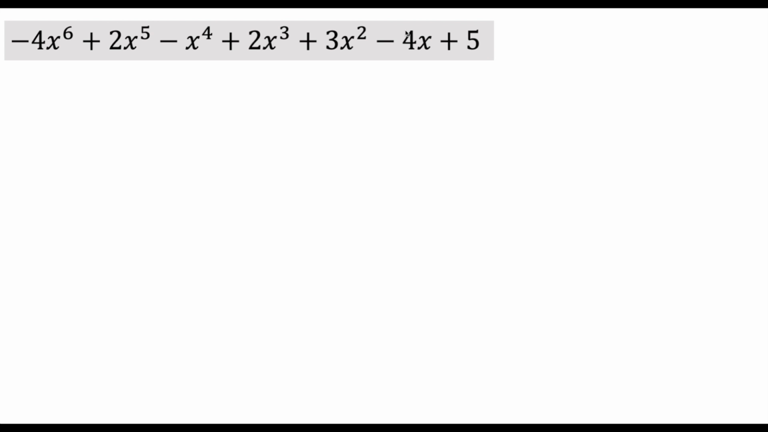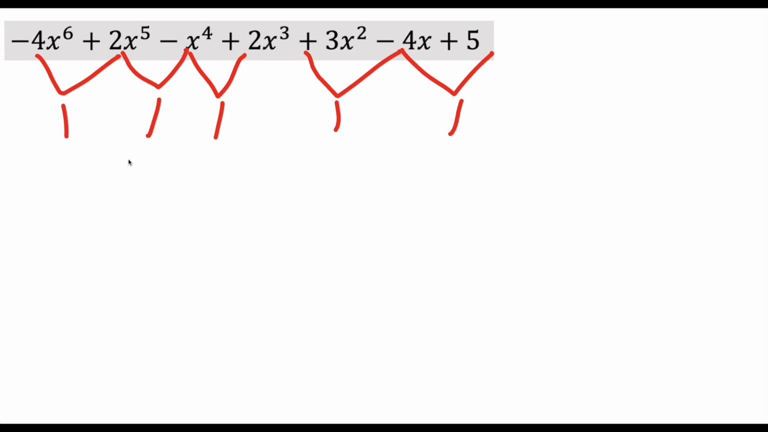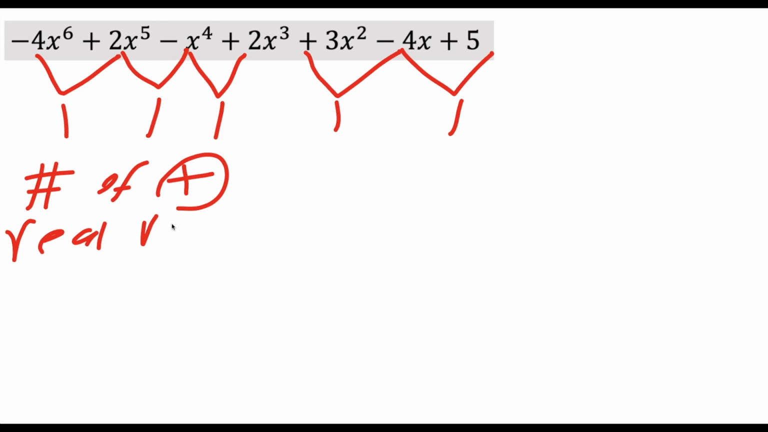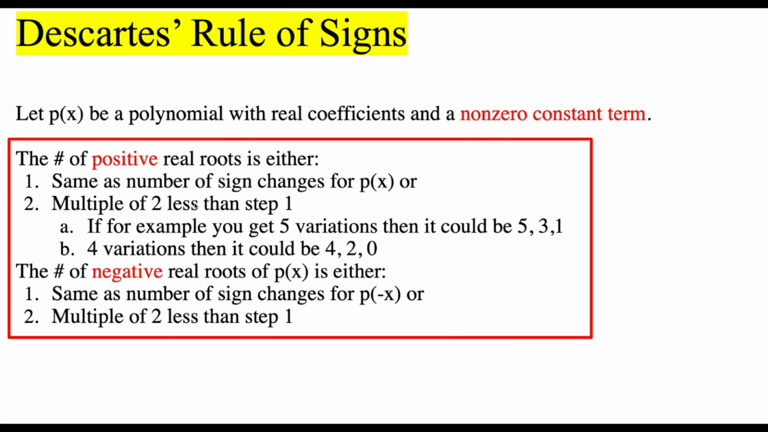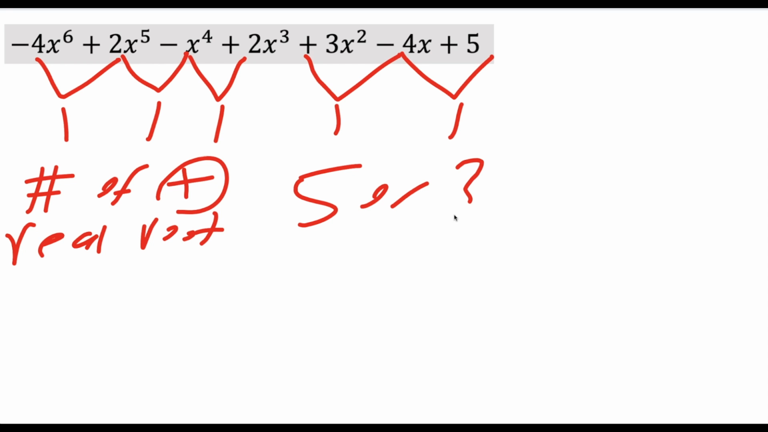Okay, this will be our next problem. If you want to pause the video and attempt it, feel free. So let's do positive first. We went from negative to positive, that's 1. We went from positive to negative, that's 2. We went from negative to positive, that's 3. Positive to positive doesn't count. Positive to negative counts, and negative to positive counts. So we have 1, 2, 3, 4, 5. So the number of positive real roots will be 5, or a multiple of 2 less than that. So we can have 3, we can have 1. So we can say 5 or 3 or 1. This is for our positive real roots.